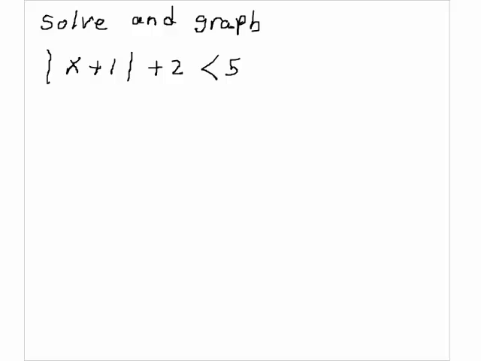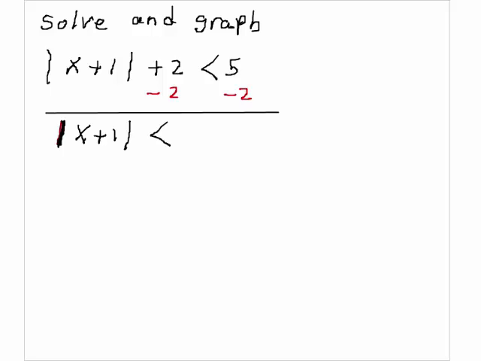As long as we don't multiply or divide, we keep the direction of the inequality as it is. If you multiply or divide by a negative, you need to change the direction of the inequality to its opposite side. So the first step is to isolate the absolute value. So here we have absolute value of x plus 1 less than, in this case, 5 minus 2, which is equal to 3.